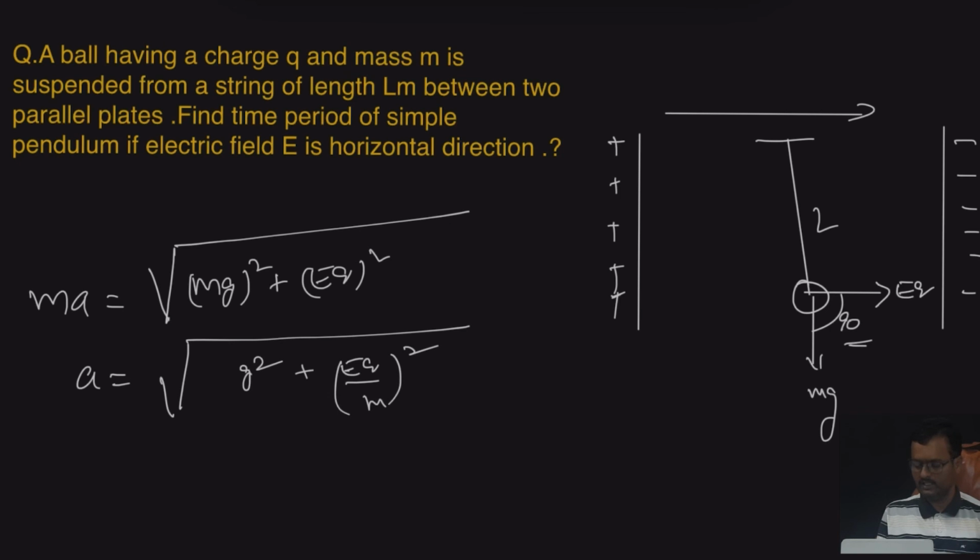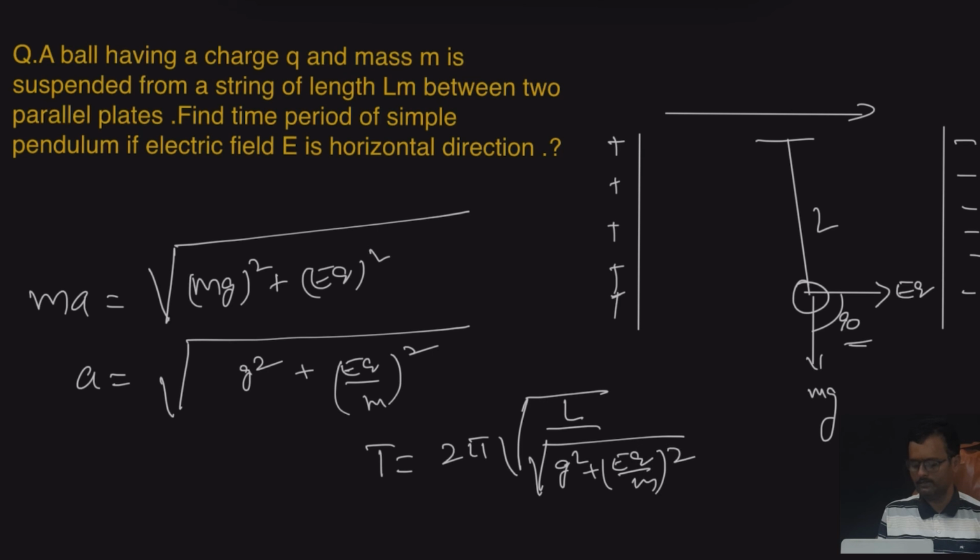So this is the acceleration. So what is the time period formula? 2 pi square root of L by A. So instead of A here, we put the square root of g square plus (EQ by m) whole square. So this is the time period for this situation.